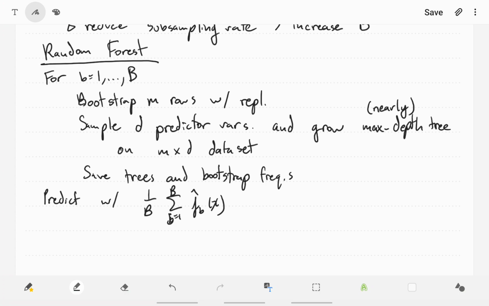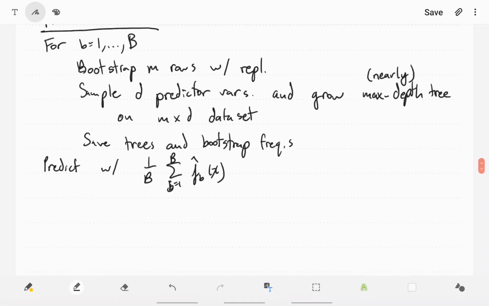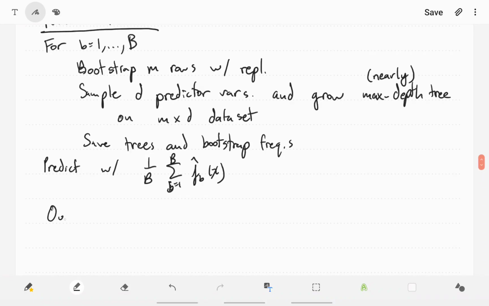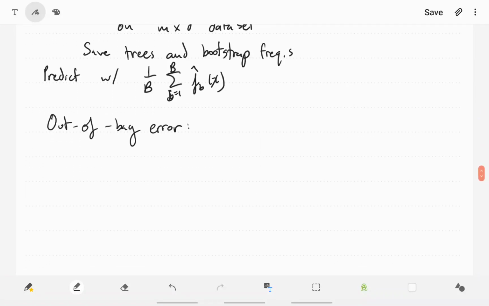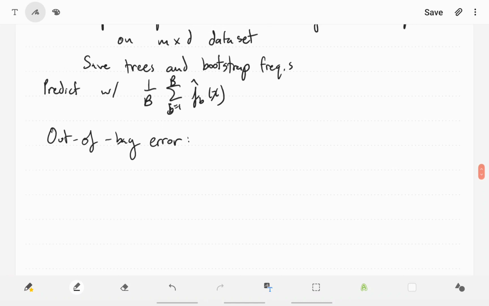Okay, so why did we save the sample frequencies? One thing is we can use these to calculate the out-of-bag error. The out-of-bag error is just going to be a measure of our test error, because quite often a data point is not used in a bootstrap sample, so we can think of that as a natural holdout.